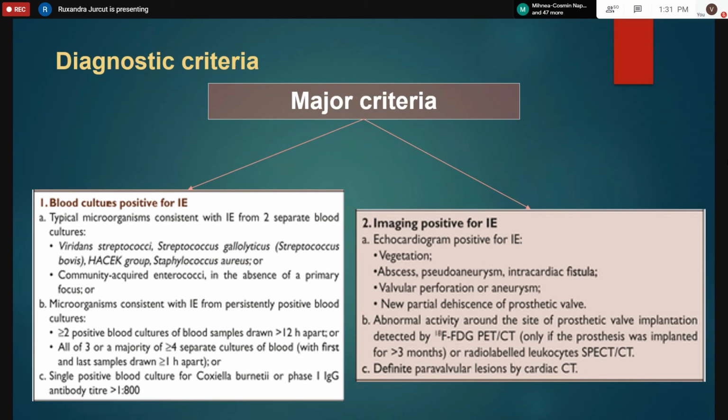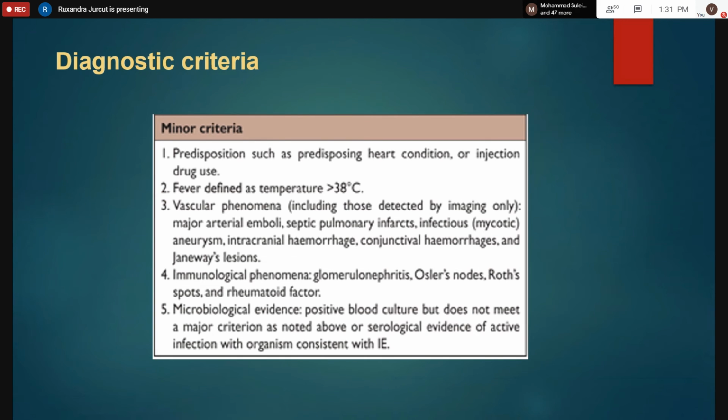So if you have the good type of hemocultures positive and the vegetation, you have two major criteria, it's perfect. Then the diagnosis is definite. But maybe the hemocultures are coming out negative and you see the vegetation. Then the patient should have at least 3 minor criteria. And what are the minor criteria?